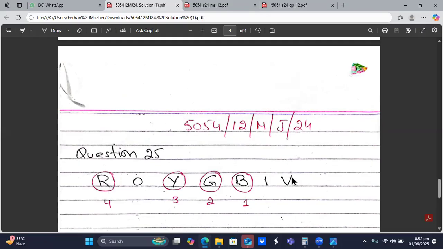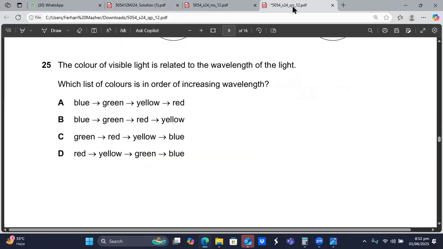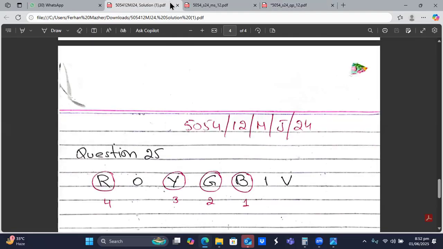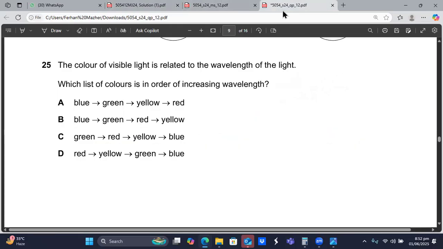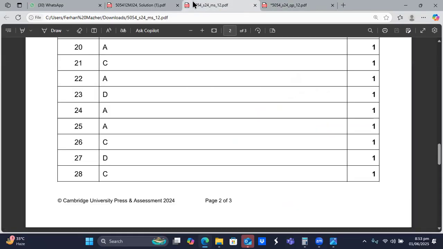So they say the smallest wavelength, then the larger wavelength, the further larger wavelength. So the blue should come first, then we should have the green, then yellow, and the red will have the longest wavelength. Red will have the longest wavelength. So I think blue, green, yellow, red. Blue, green, yellow, red. A is the right option. Order of increasing wavelengths. The last one should have the longest wavelength. I think question number 25, A is the right option.